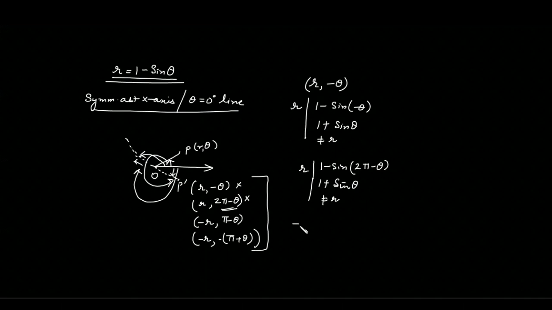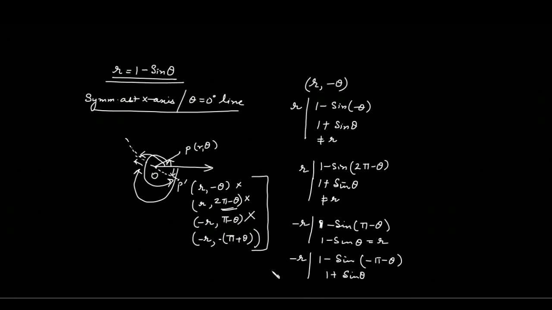Now substitute this one. Replace r with minus r and theta with pi minus theta. So this is 1 minus sine theta, which is r. Now again left hand side is not equal to right hand side, so this point does not satisfy the graph. The same way for this one, when you replace r with minus r and theta with pi plus theta, you will get 1 plus sine theta, which is not equal to minus r. If you take minus common, here it will be 1 plus sine of pi plus theta. Pi plus theta again gives you minus sine, so this will become 1 minus sine theta. So this is r, this is minus r, again it does not satisfy. So all these four representations of point P dash do not satisfy the graph. This implies the graph is not symmetrical about the x-axis.